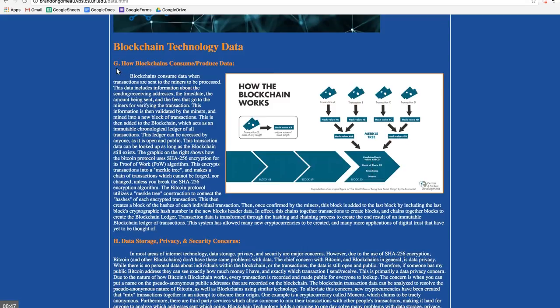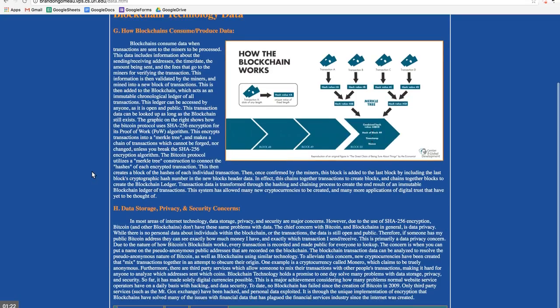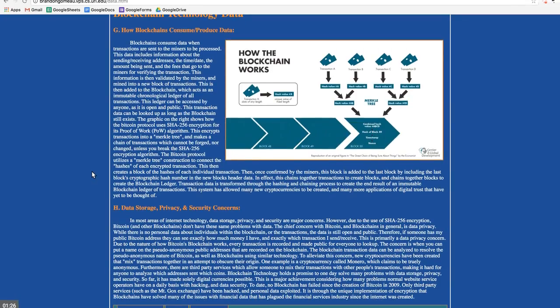For my first question, G, I have how blockchains consume and produce data. On the right, you can see a flowchart of how the SHA-256 encryption algorithm hashes each transaction and then combines each transaction into a Merkle tree. This Merkle tree is then combined into the block, and then each block is added to the blockchain. This process actually encrypts all the transactions into an immutable, or unchanging, ledger. And this specifically is the key to Bitcoin and how it works, why it's so secure, and why it has the properties that it does.